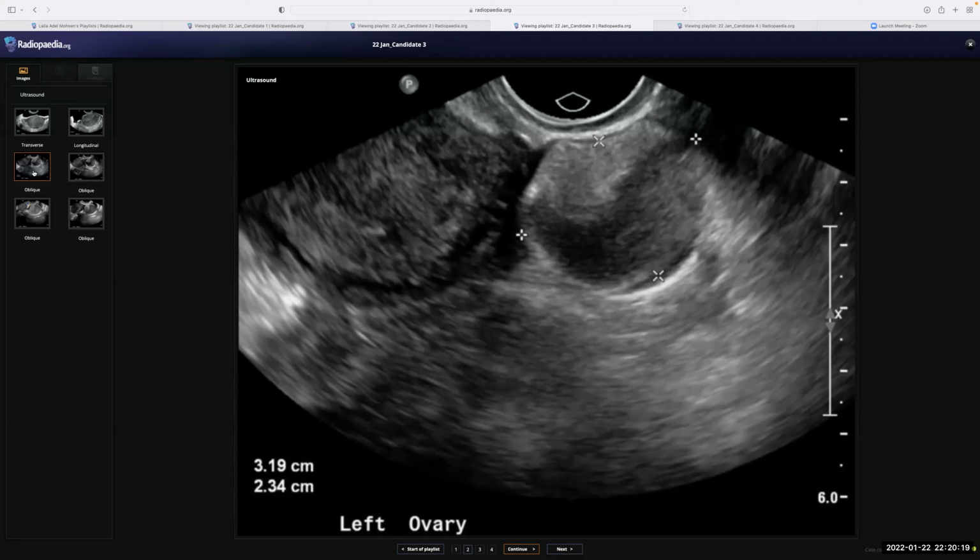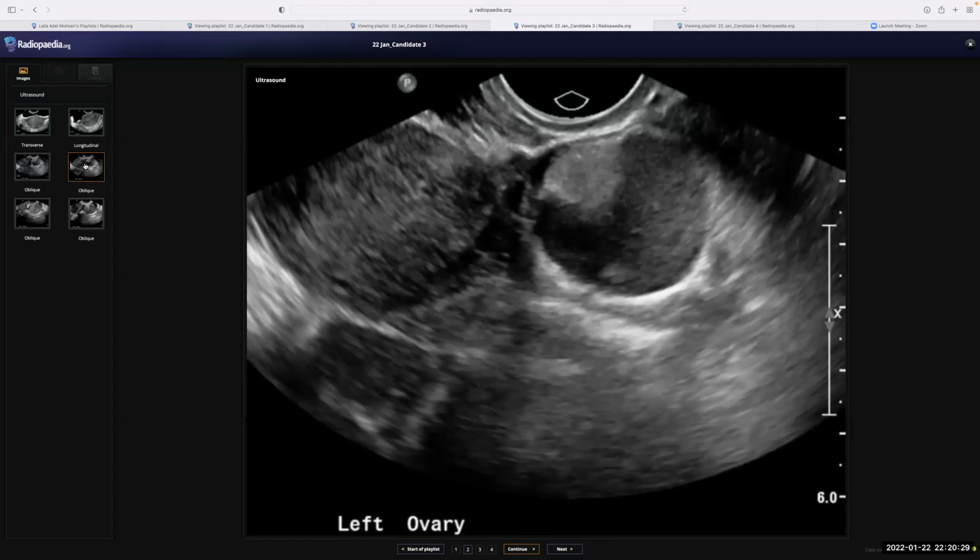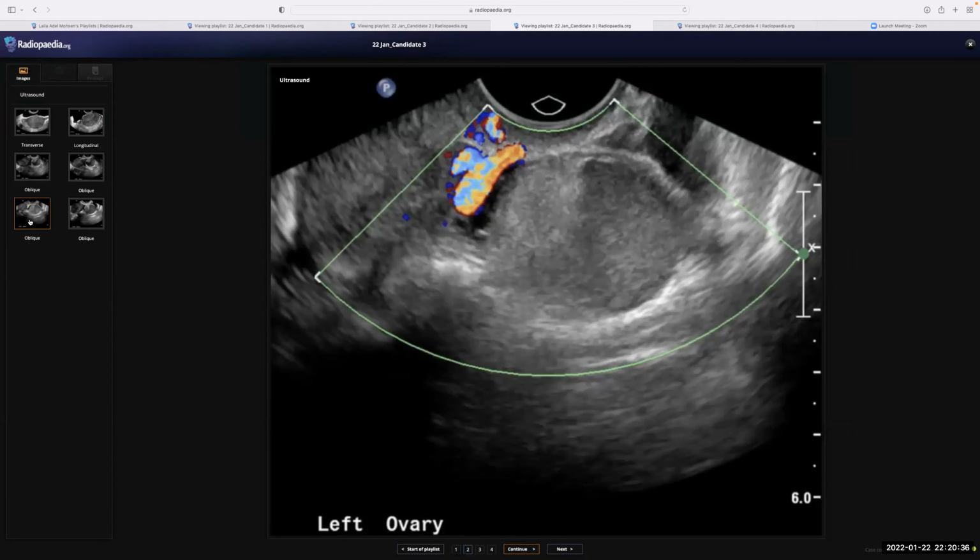Well, I think there is a mass in the region of the left ovary. I will continue to see the other views if you permit me. Yes, these are all in the region of the left ovary. This is the Doppler image. I can see some increased vascularity surrounding the mass, but there is no color coding within the mass. So this gives me the impression of torsion of the ovary or an abscess in the region of the left adnexa or left ovary.